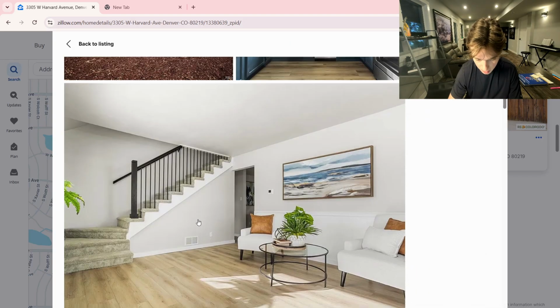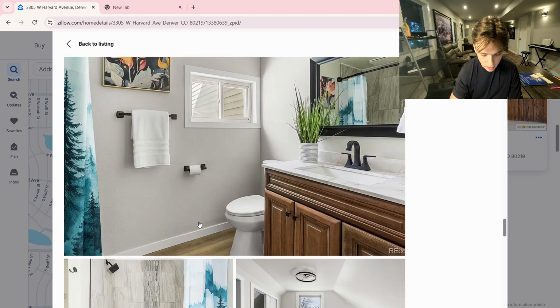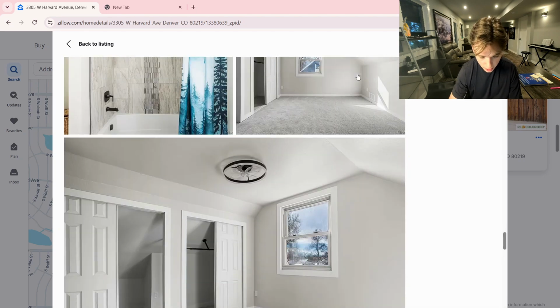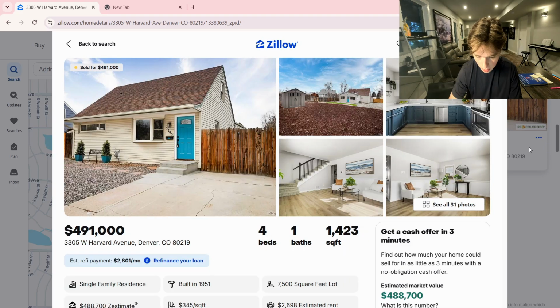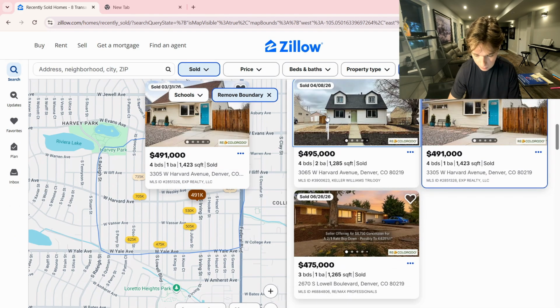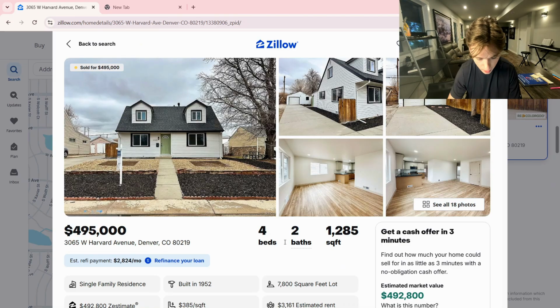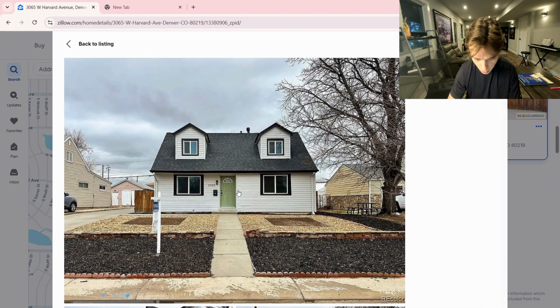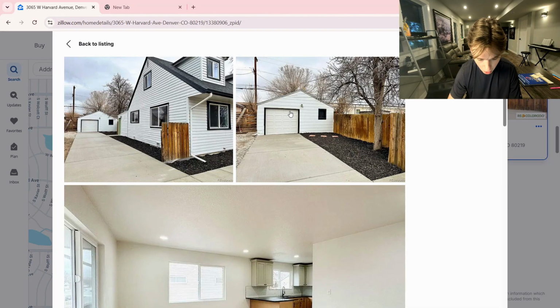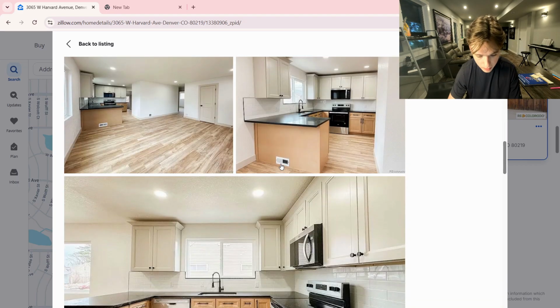It also has the same. I know that this house has this pitched ceiling upstairs, so that's a pretty identical house. This one sold for $495. This is 1285 square feet. You look at the pictures. Now, granted, this one does have a garage and it looks like some extra storage space, so that's going to add a little bit of value.